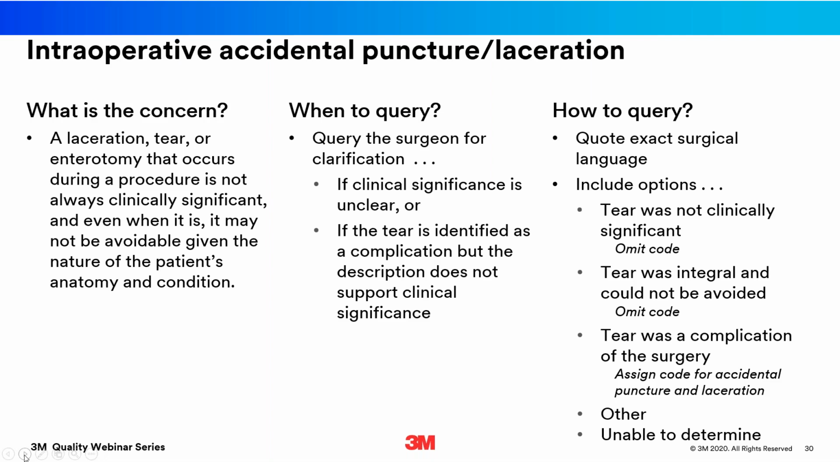That is telling us, based on the provider's response, what would be the code assignment. So if the option was, if the provider chose the tear was not clinically significant, we would not code that enterotomy, that laceration, I should say, and nor would we code the repair. The option, if he said it was integral and could not be avoided, again, same thing, we would not code both the diagnosis code nor the procedure code for the repair. If the provider did note it was a complication of the surgery, we would assign the code for the laceration and, of course, the procedural repair.